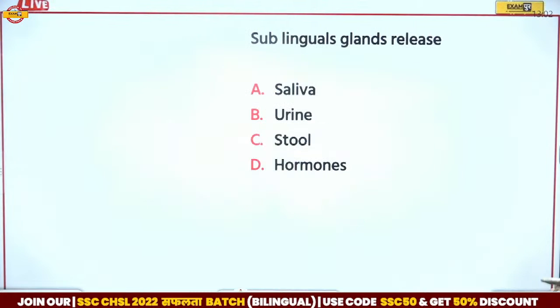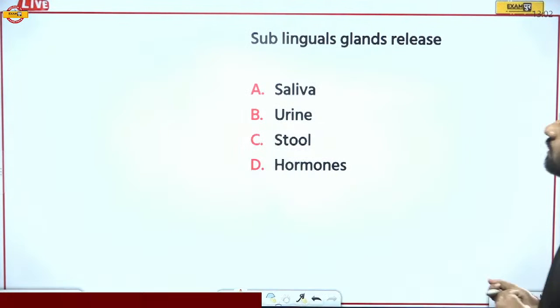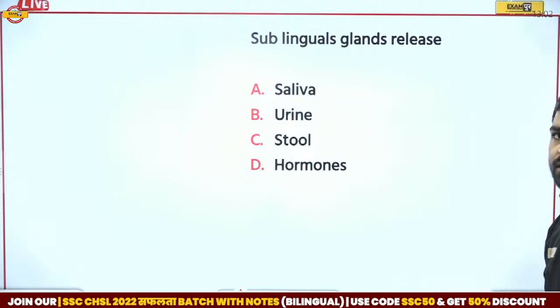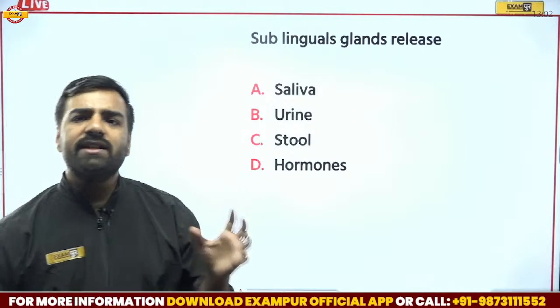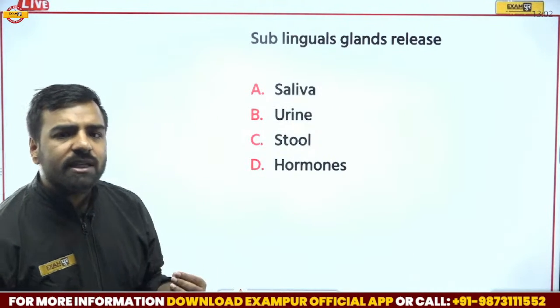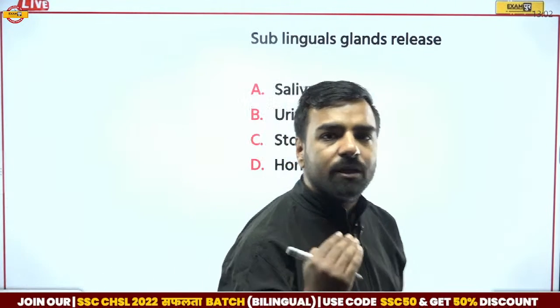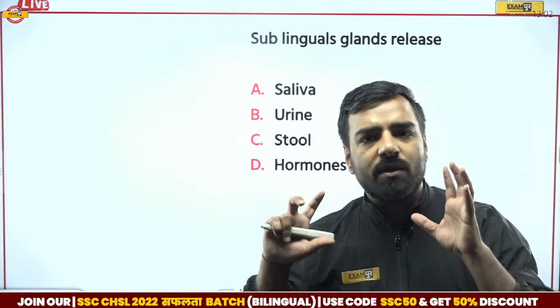The first question is, sublingual glands release what? So sublingual glands. First of all, before giving this answer, we must be aware of this gland, right? Now, what is the sublingual gland? It is a gland which is present below our tongue. This means we are talking about our mouth.